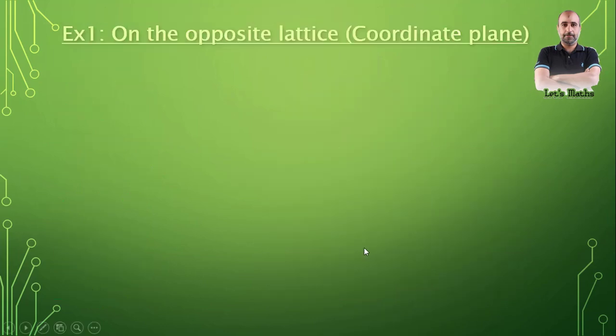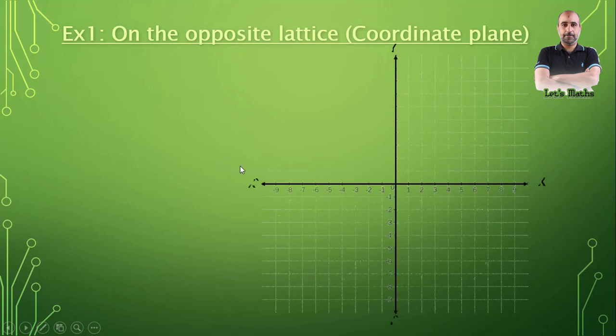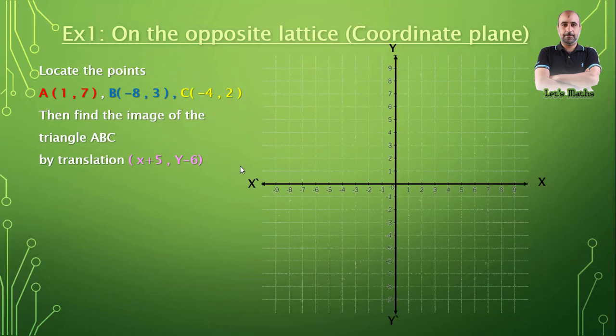Now, let's take an example of translating a point or a shape on the coordinate plane in Z. First, locate the points A (1, 7), B (-8, 3), C (-4, 2) in the coordinate plane. A is (1, 7). A intersects the x-axis at 1 and the y-axis at 7. That's where A is.